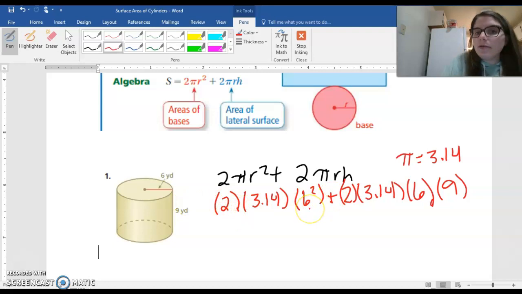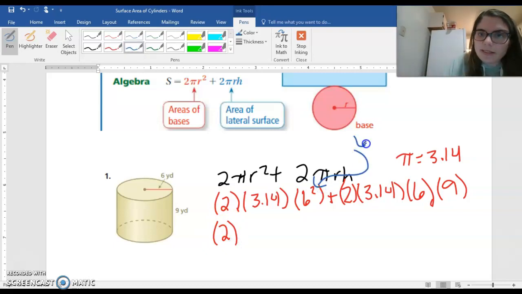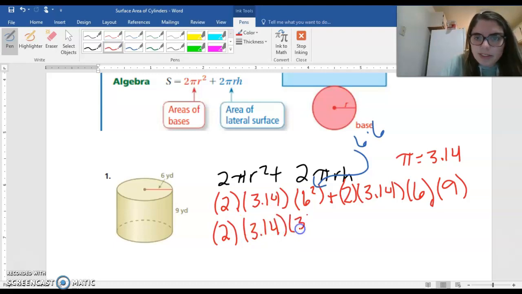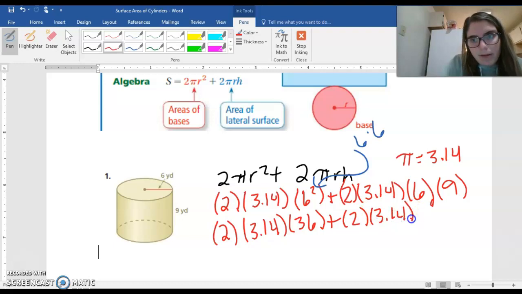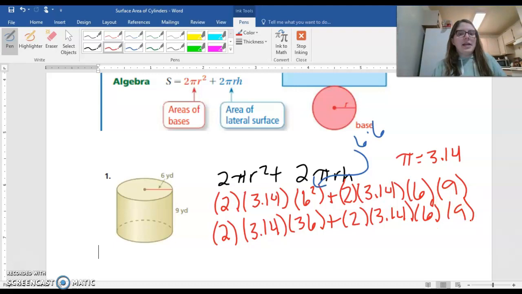First let's find out what 6 squared is. 6 times 6 would be 36. So this right here is 6 times 6. So we have 2 times 3.14 times 36 plus 2 times 3.14 times 6 times 9. Now I can go ahead and multiply all those out.